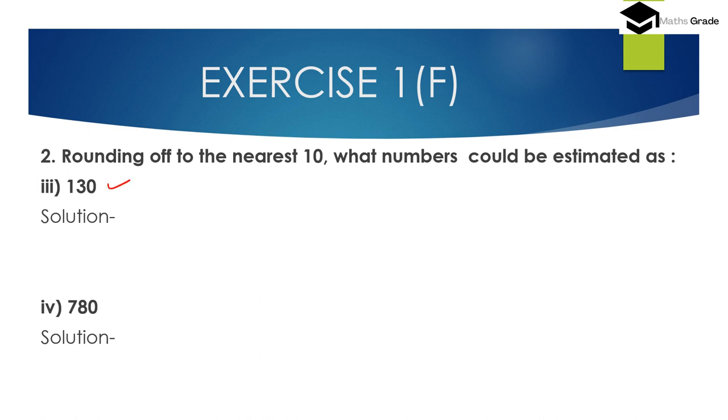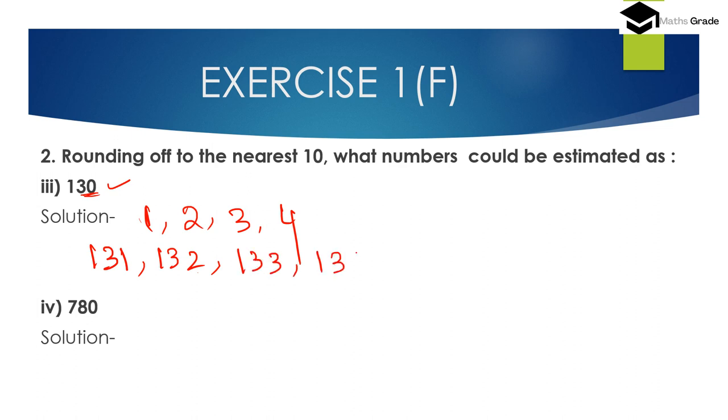Now the third bit, 130. We have to find the numbers which are rounded to the nearest 10. The number will be 130. If any number is rounded to the nearest 10, the unit place digit is either more than 5 or less than 5. So here in 130, the unit place digit is 0 and the tens place digit is 3. If the unit place digit is 1, 2, 3 and 4, the numbers are 131, 132, 133, 134. And if the unit place digit is 5 or more, then we have to add 1 to the tens place digit.